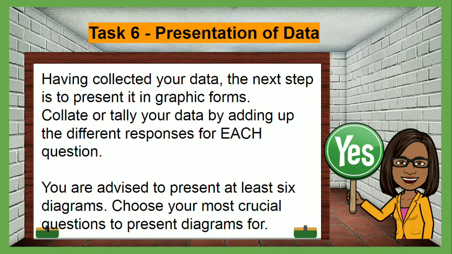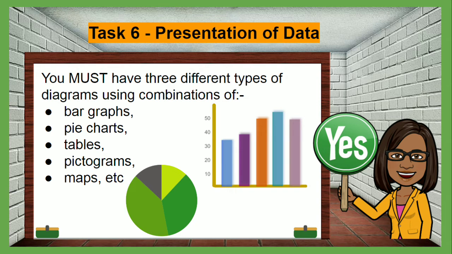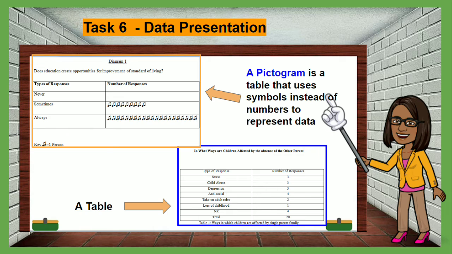Next, we go on to task 6, which is presentation of data. Having collected your data, the next step is to present it in graphic forms. Collate or tally your data by adding up the different responses for each question. You are advised to present at least 6 diagrams. Choose your most crucial questions to present diagrams for. You must have 3 different types of diagrams using combinations of bar graphs, pie charts, tables, pictograms, maps, etc. Remember that you must have at least 1 table.